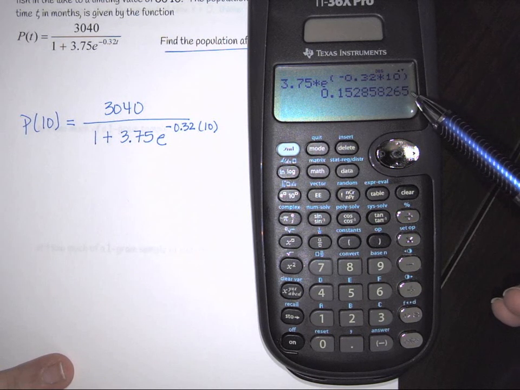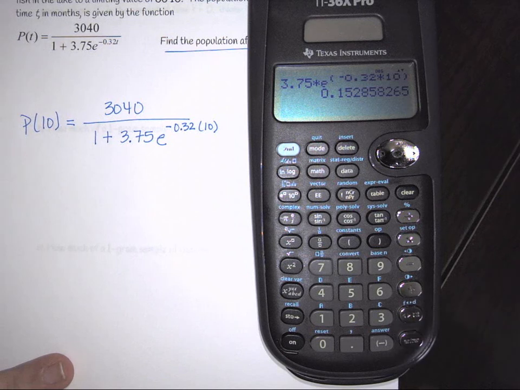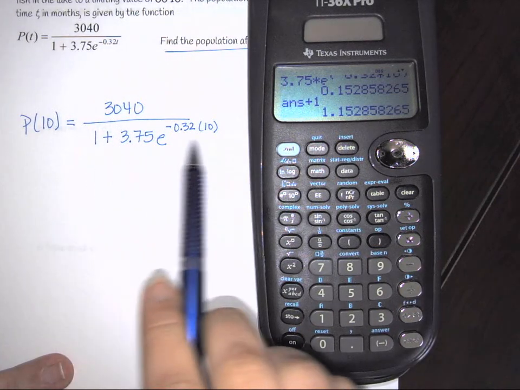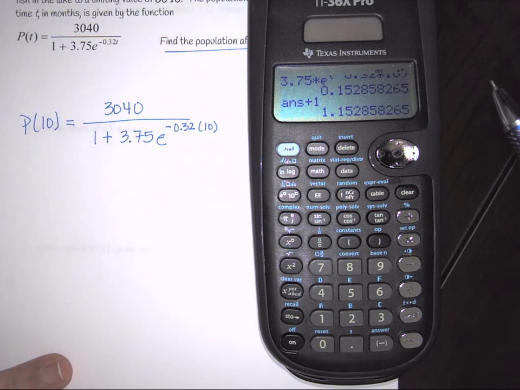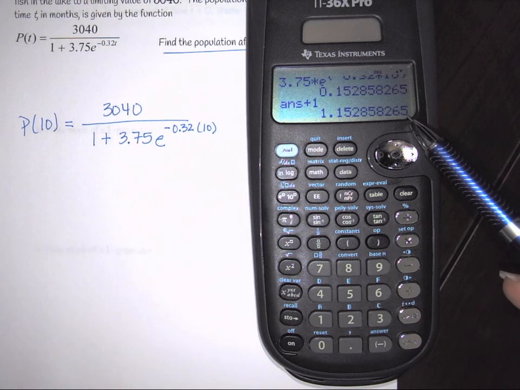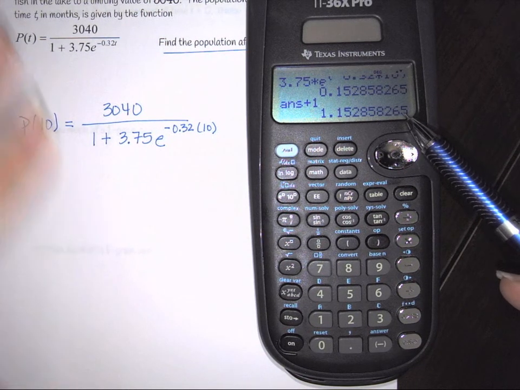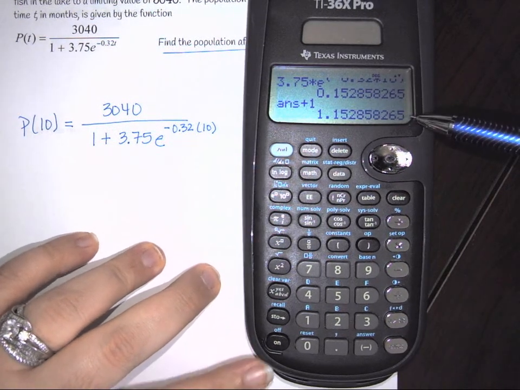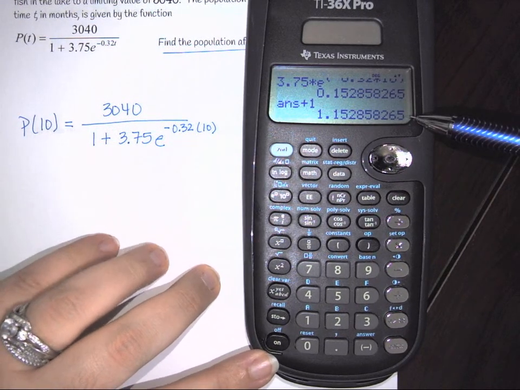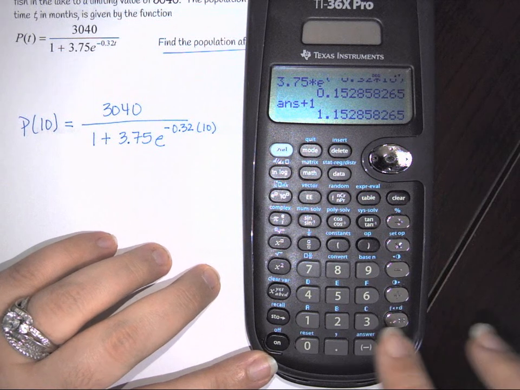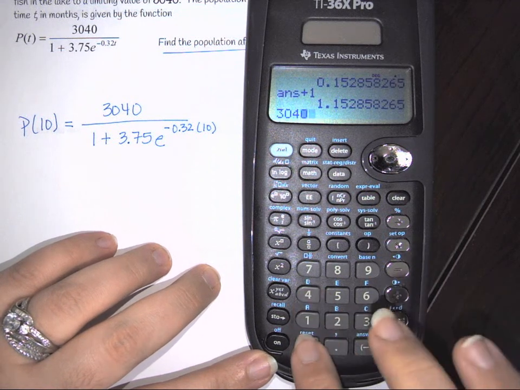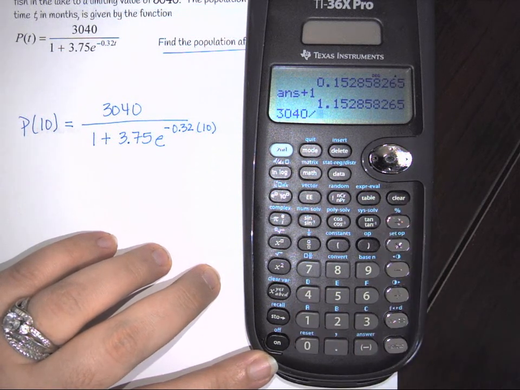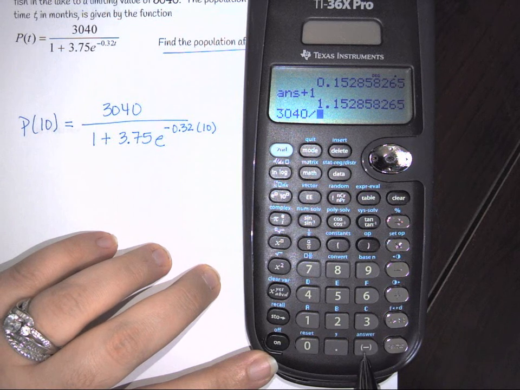Now, saving this in my calculator, I'm going to hit plus 1 and hit enter. So this is my whole denominator now. So in my calculator, that is my denominator value. So what I'm actually going to do is keep this in my calculator's memory, and I'm going to type my numerator, 3040. I'm going to hit my division sign, and notice above my negative is the word answer.